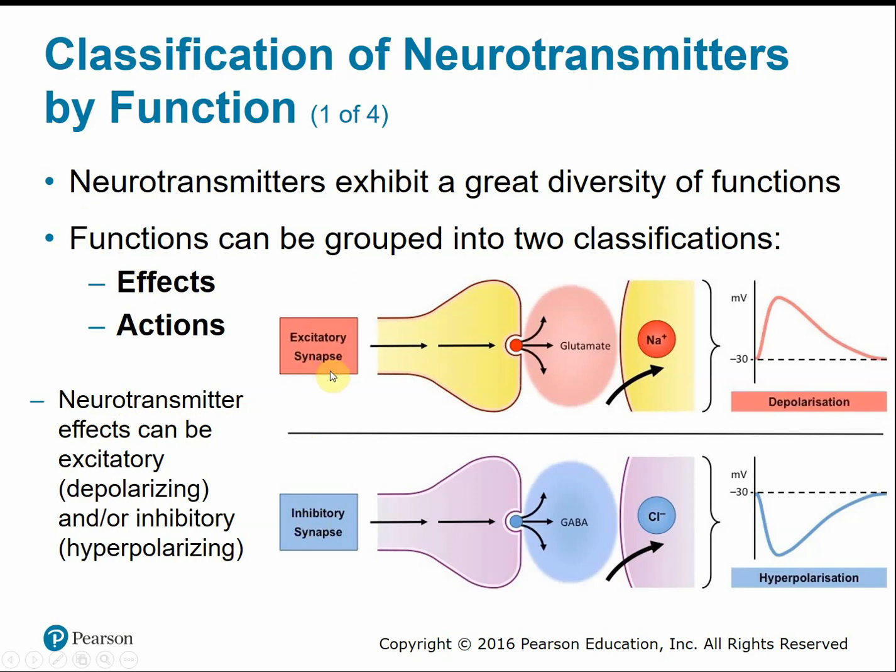An excitatory synapse is going to stimulate depolarization. So we're going to excite that cell to generate an action potential or an impulse and do something. As opposed to an inhibitory synapse, where we're going to essentially cause a hyperpolarization. So we're going to turn off that cell and prevent it from generating action potentials or responses.